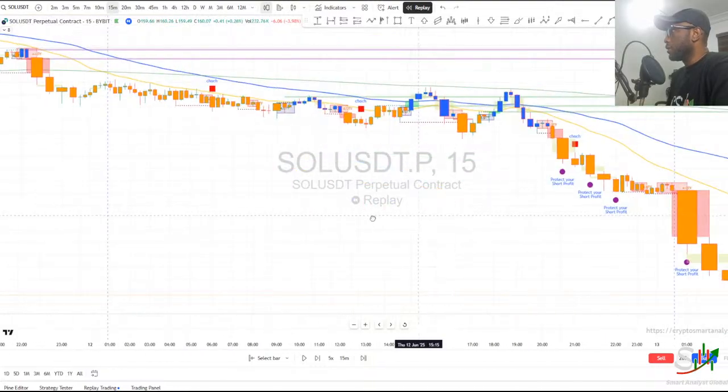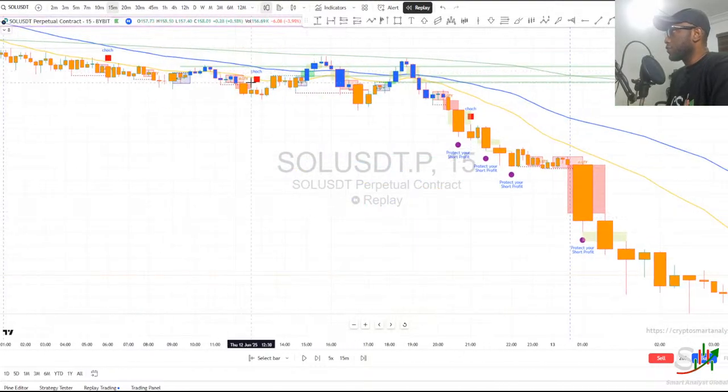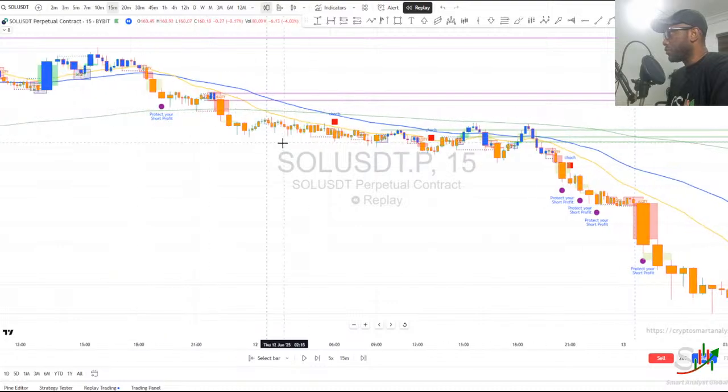So let's zoom in a bit. You will see change of character. You can see this CHOCH. That is change of character. That is a change of character label from Stick.